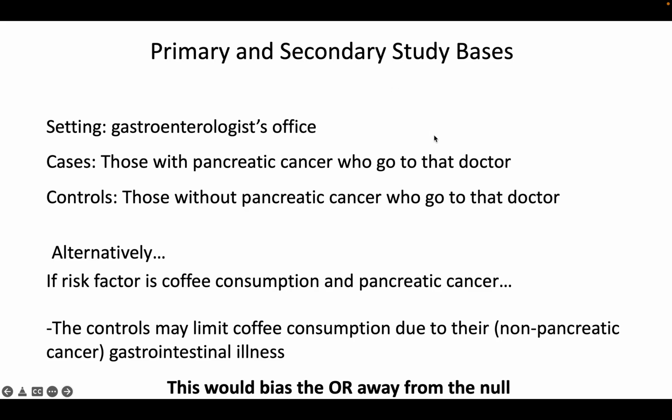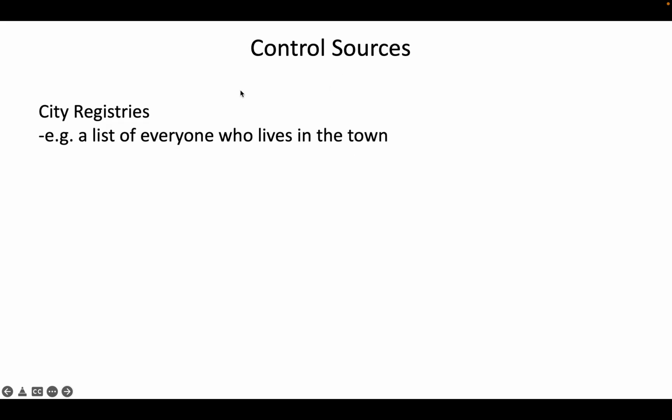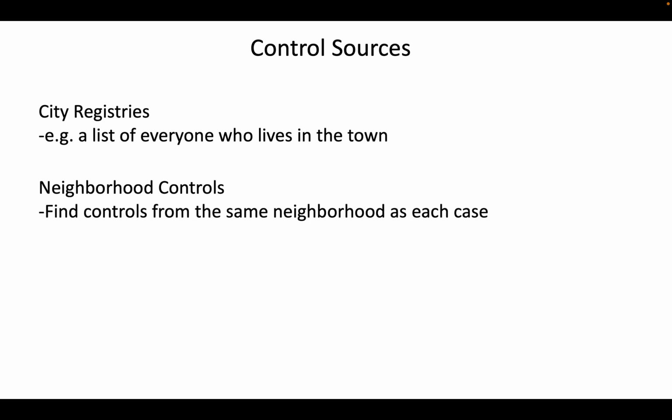I've never done a case control study, but I would imagine I would probably try to avoid a secondary study base. So some common control sources are things like city registries. Cities might have a census or, I don't know, tax records, something that has a list of everyone who lives there, and that might be your source of controls if your primary study base is a city. Neighborhood controls have some value if you match someone on neighborhood, because that usually controls for a variety of factors like socioeconomic status.